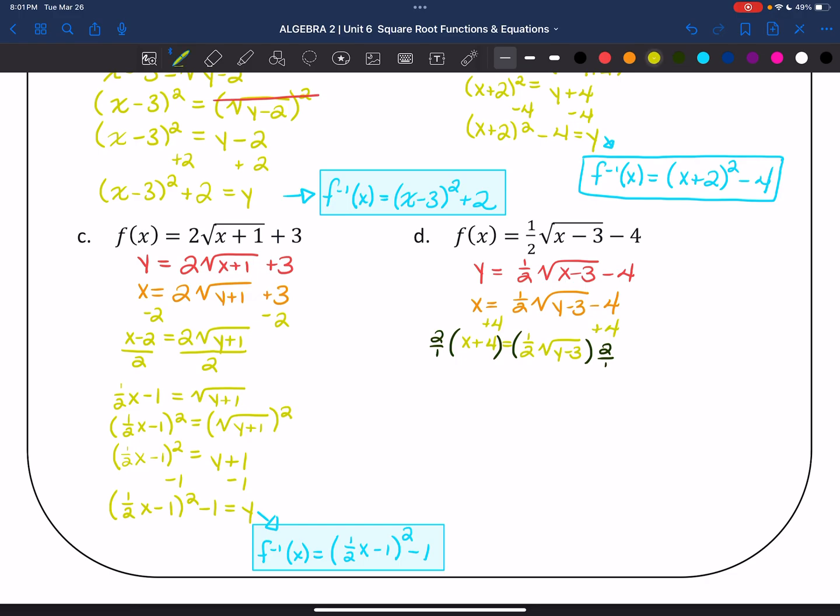So what's that going to give us? 2x plus 8 when you distribute. And on the other side, that is going to actually cancel so that we're left with just the radical and the radicand. Then we will take and square each side. And that cancels our radical so that we're left with just that radicand. And our final step, adding 3.